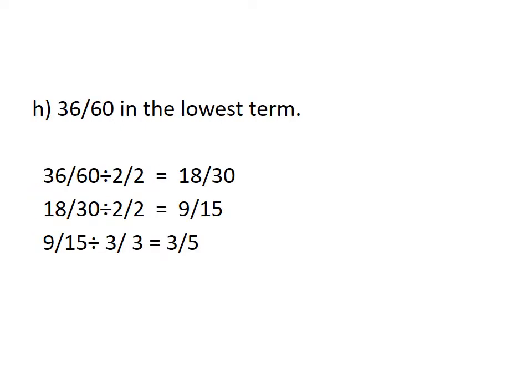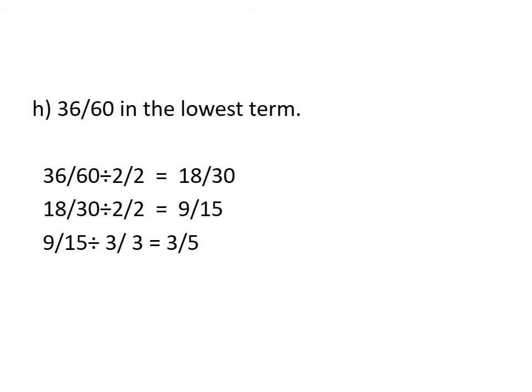Now, how to change the fraction in the lowest term? If you want to change any fraction in the lowest term, always you have to divide numerator and denominator with the same number. First of all, write down the fraction 36 upon 60. Put the division sign, divided by 2. Okay, answer is 18 upon 30.